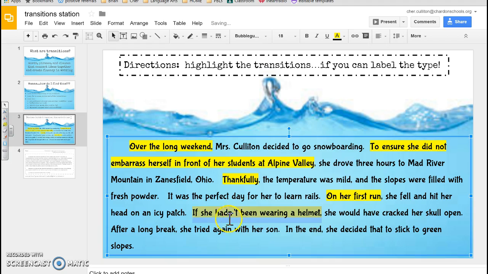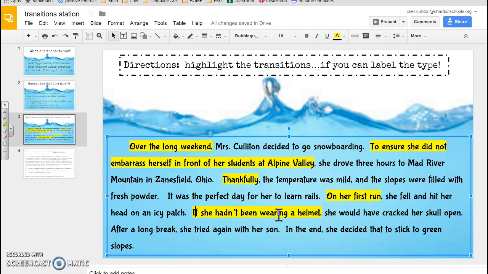This is a dependent clause. If is one of our ABUBIS words, and it has a subject after it, she, and a verb phrase. She had been wearing, hadn't been wearing. I could take that transition out, and I have a complete sentence left. She would have cracked her skull open. But the transition gives a little bit more information and adds detail to the sentence.